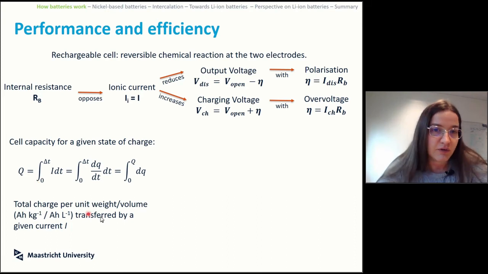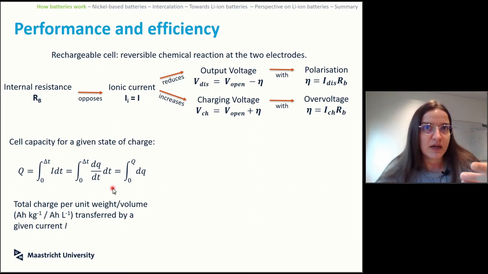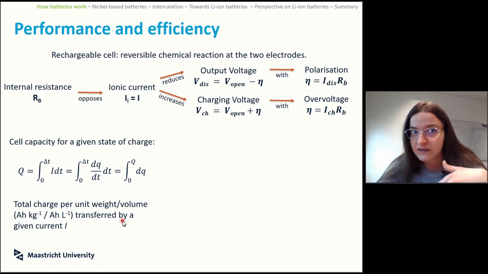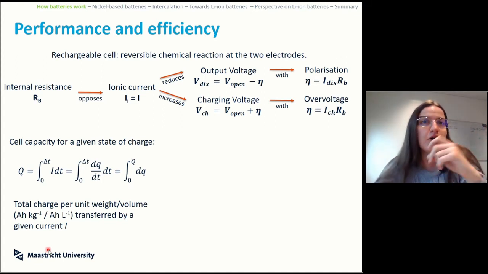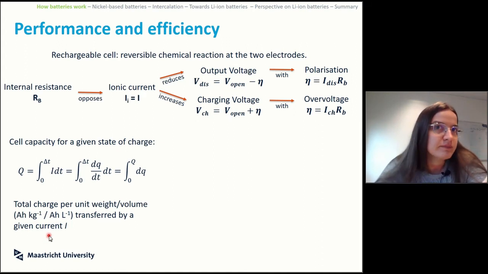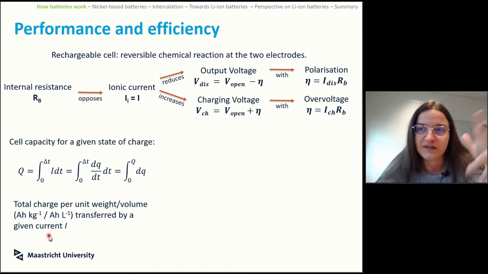So if you rearrange this business, thinking about the fact that the intensity is nothing but a flow of charges over time, this becomes the overall charge density that your cell is able to give you out. So the total charge per unit weight and unit volume. And this thing, you will find it often every time you try to define a battery. If you try to see, like, oh, I want to buy this new phone, what will work better, you will probably see the specification of the batteries.